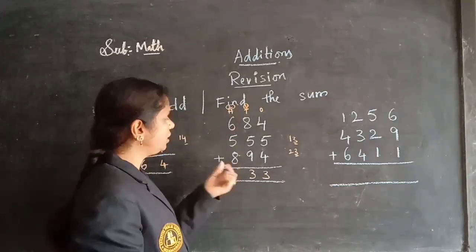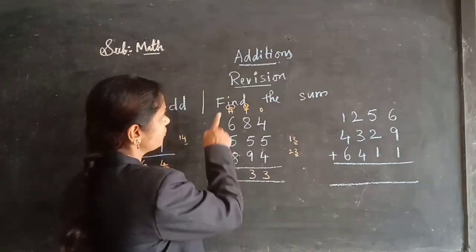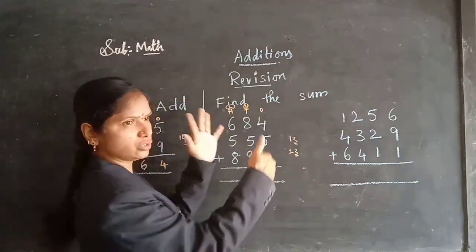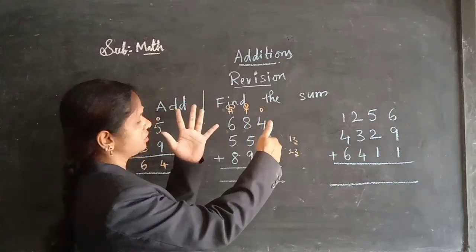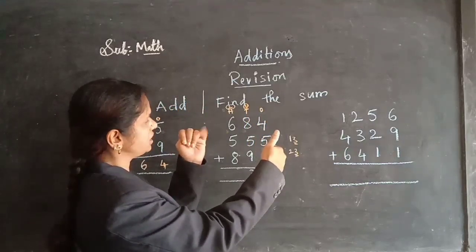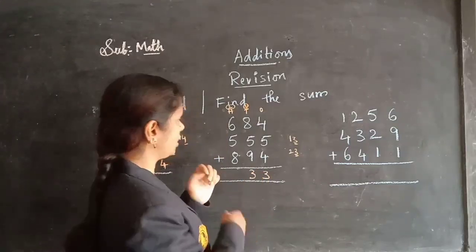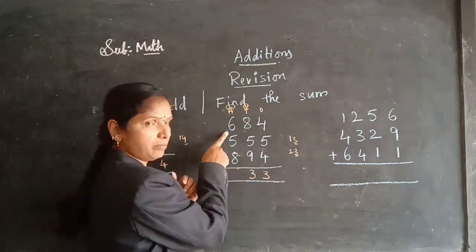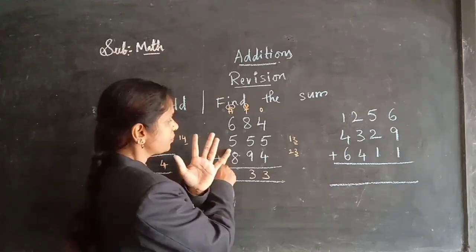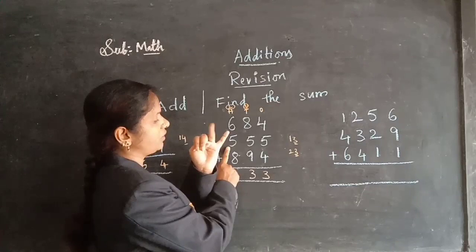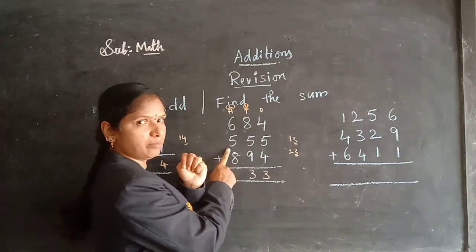Here I need to add the hundreds column now. 2 after I need to add 6: 3, 4, 5, 6, 7, 8. So when I am adding 2 and 6, I am getting 8. Till here 8. Next digit is 5, so 8 after 5: 9, 10, 11, 12, 13. 13 I am getting here.